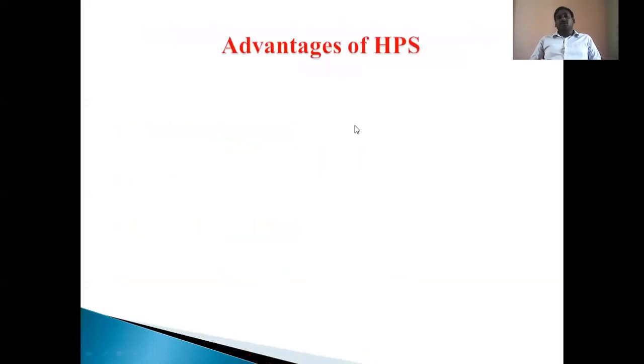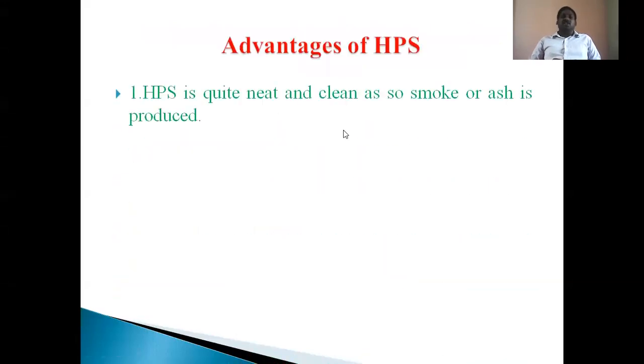And next, coming to the advantages of hydroelectric power station. Here there is no pollution. It is a pollution-free power station to generate electric energy, because there is no smoke and ash, and it is quite a neat and clean power station. That is one of the main advantages of hydroelectric power station.